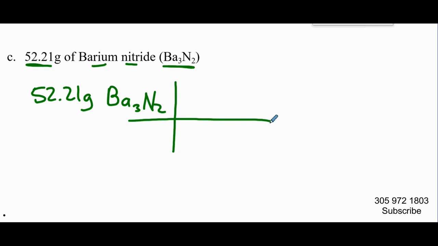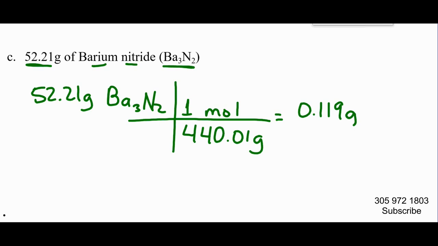You need to find the molar mass of Ba3N2, and it is a large number because Ba is a large element. The molar mass of Ba3N2 is 440.01 grams, and you have 1 mole on top of that of the compound. Therefore, when you multiply 52.21 times 1 divided by 440.01, the answer is very small, gives you 0.119 moles of the compound, which is Ba3N2.